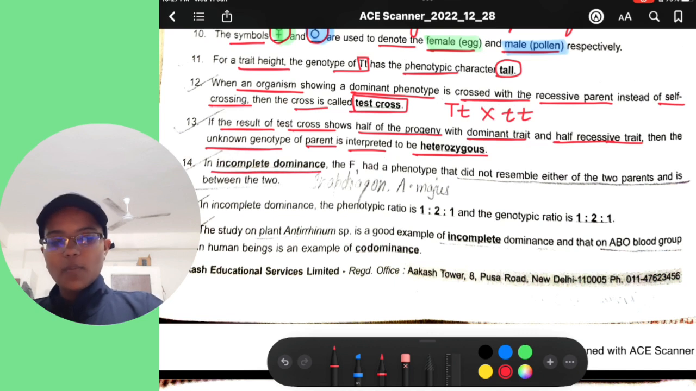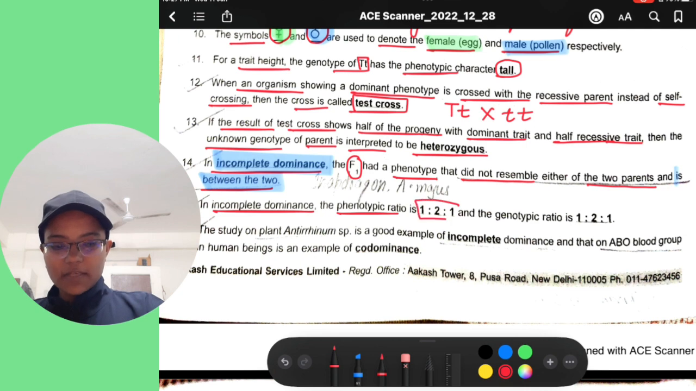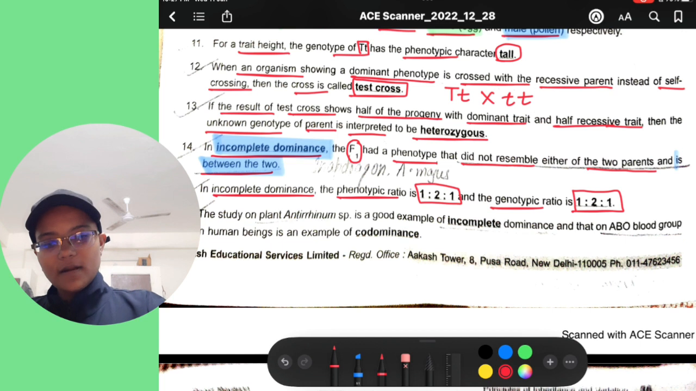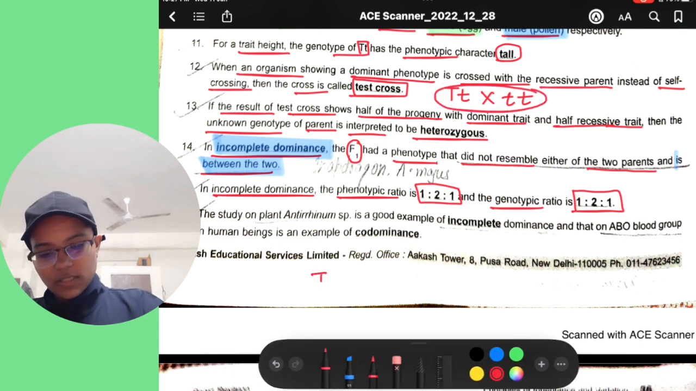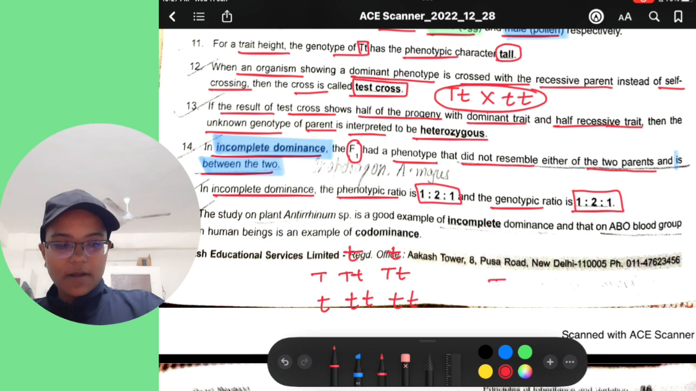In incomplete dominance, F1 has a phenotype that does not resemble either of the two parents and is in between the two. In incomplete dominance, the phenotypic ratio is 1:2:1 and the genotypic ratio is also 1:2:1. Here you can see, I am crossing this, so what you get is this.